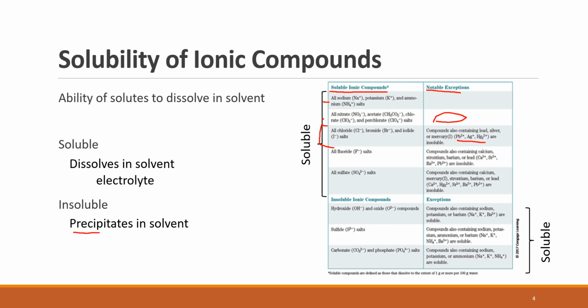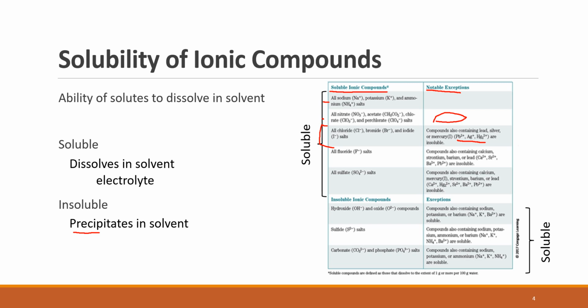So, for instance, if you had a lead chloride compound, that would form a solid. If you had a silver bromide compound, that would form a solid. Or if you had a mercury chlorine compound, that would also form a solid. But if there's any other cations attached to chlorine, bromine, and iodine, they will dissolve. It's only those three metals that are going to form solids with those anions.